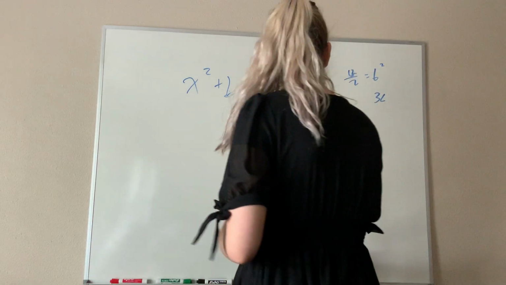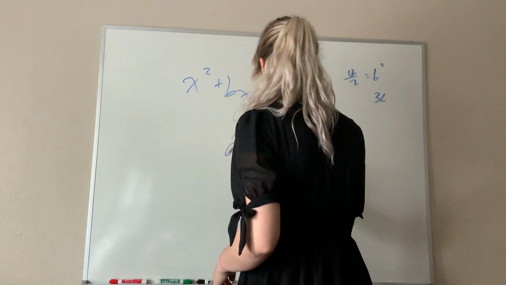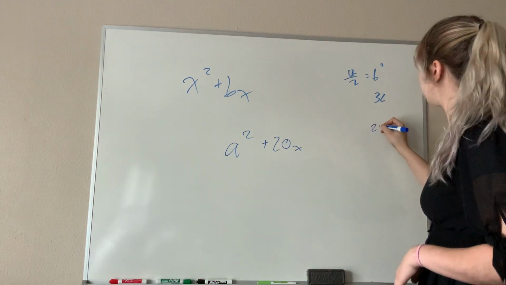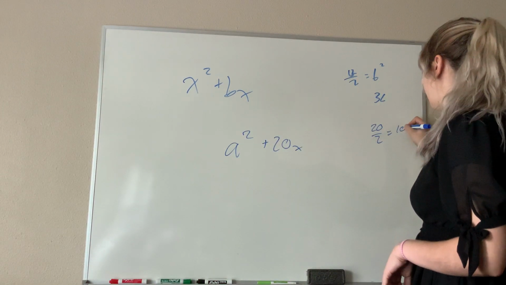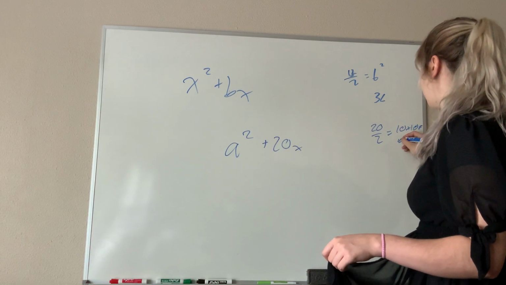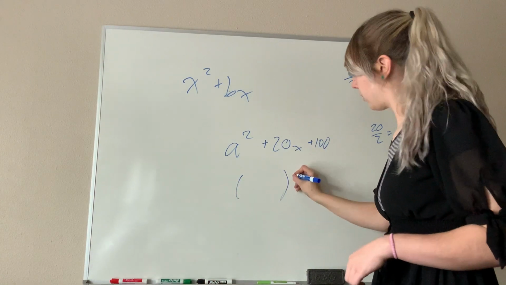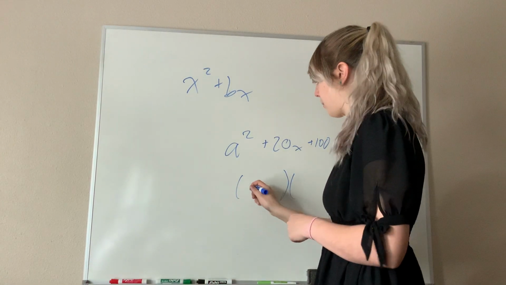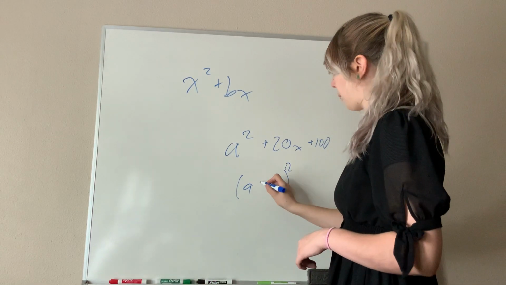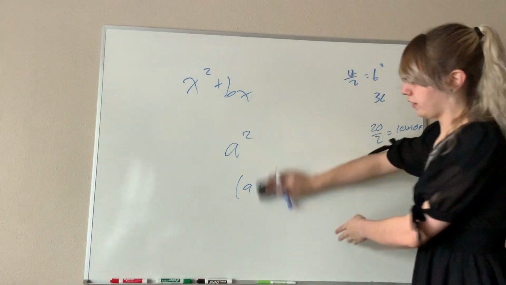Okay. Now one more. We've got x squared plus 20x. 20 divided by 2 is equal to 10, and 10 times 10 is equal to 100. So it's going to be plus 100. And our equation is going to be x plus 10 squared. So that's going to make the 100.